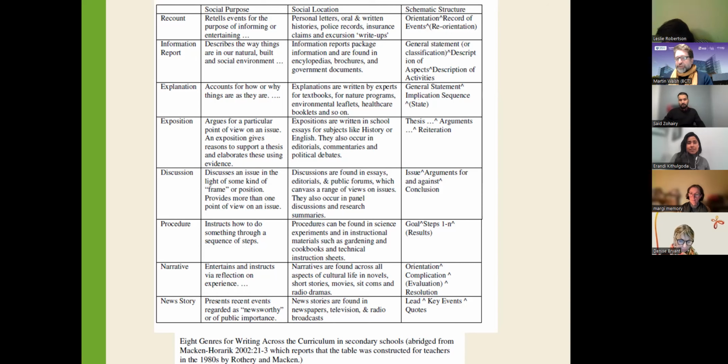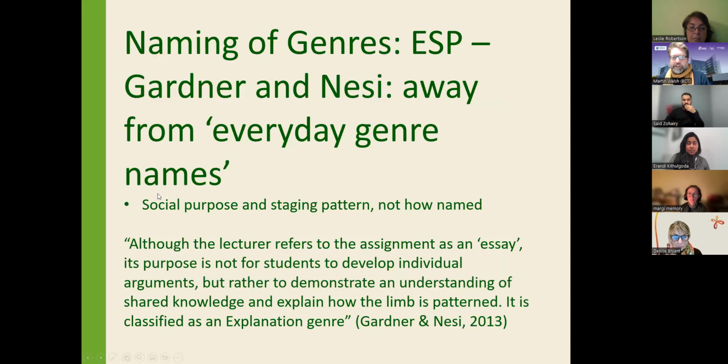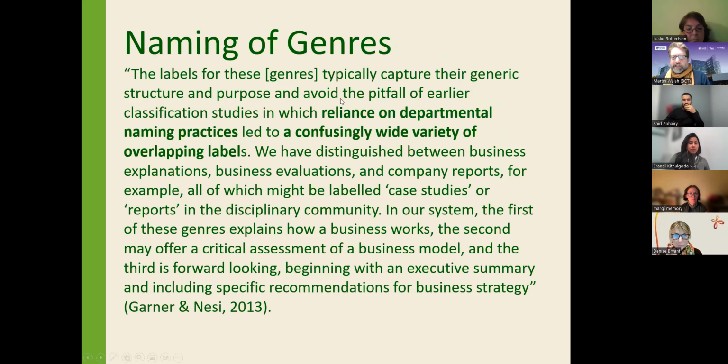So this is just the Sydney School and systemic functional linguistic terminology, which tends to be different from the EAP or ESP approach. The ESP approach tends to call things by whatever they're called within the discourse community, research article. And I think both have issues. I'm just going to skip a few slides, but one of the issues with the EAP approach is this idea here.